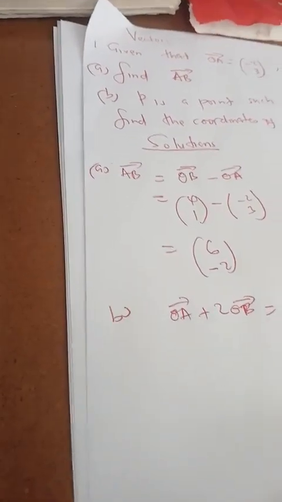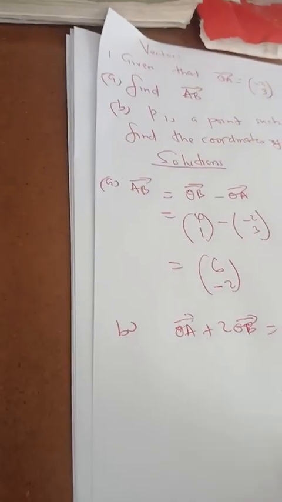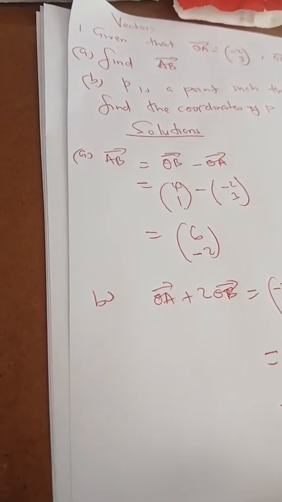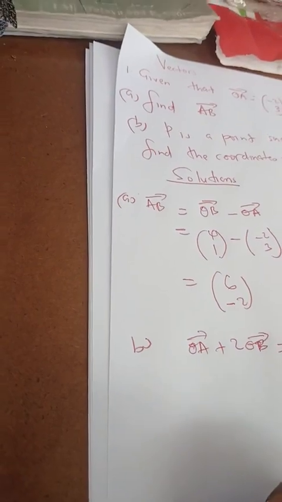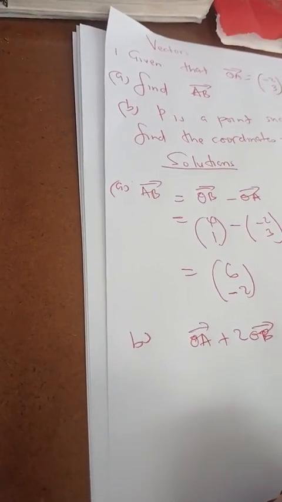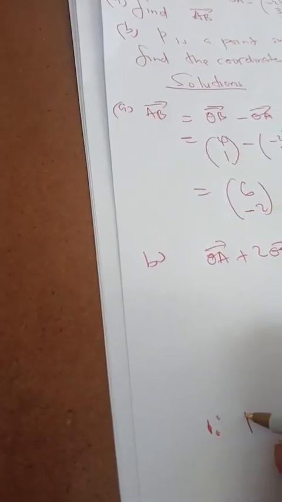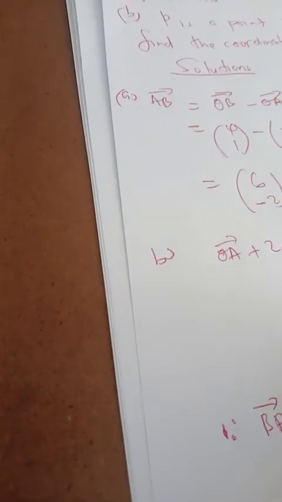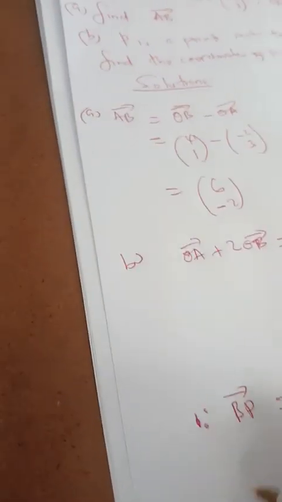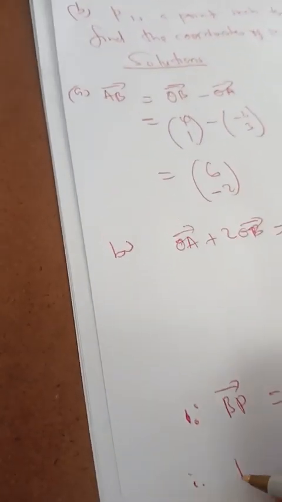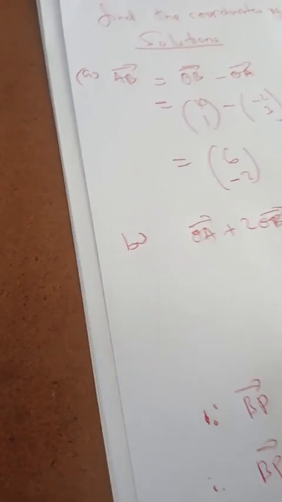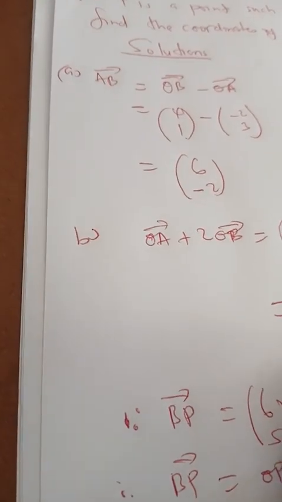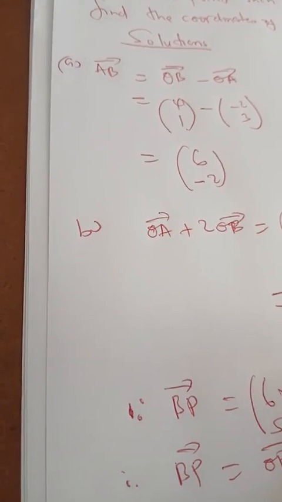So this is our BP in simple terms. We are given BP as OA plus 2OB, so therefore BP is equal to 6, 5. But BP can also be calculated as OP minus OB. Substituting the given vectors there, BP has been calculated already.